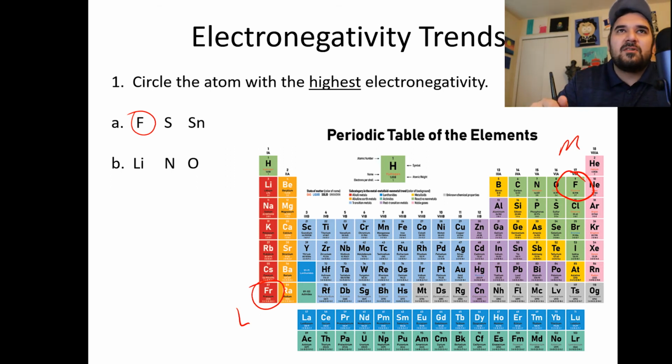Let's just put them in order so that you get a little bit more practice. So highest electronegativity, fluorine, and then we have sulfur, and then we have Sn. These guys are already in order. The second most electronegative is going to be the sulfur, and then the tin is going to be the third most electronegative. All right, next group we have lithium, nitrogen, and oxygen. The closer they are to fluorine, so oxygen is going to be 1, nitrogen is going to be 2, lithium is going to be 3. So 1, 2, 3. Most electronegative being oxygen.